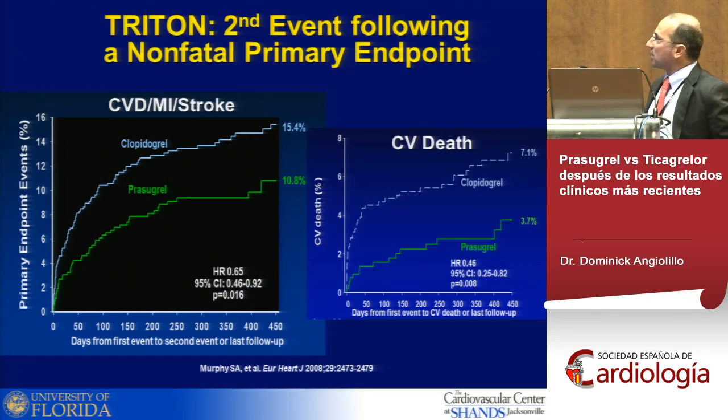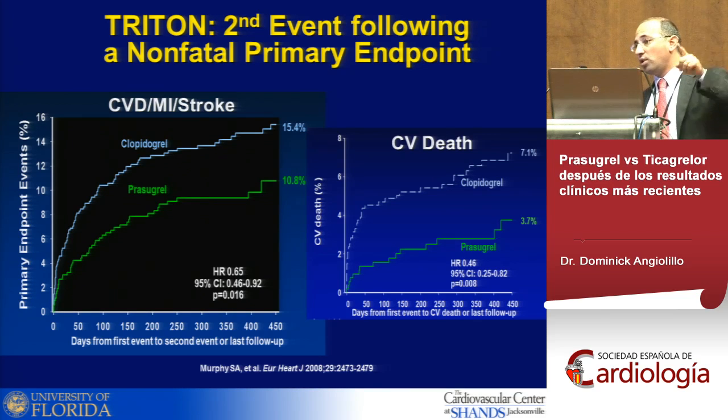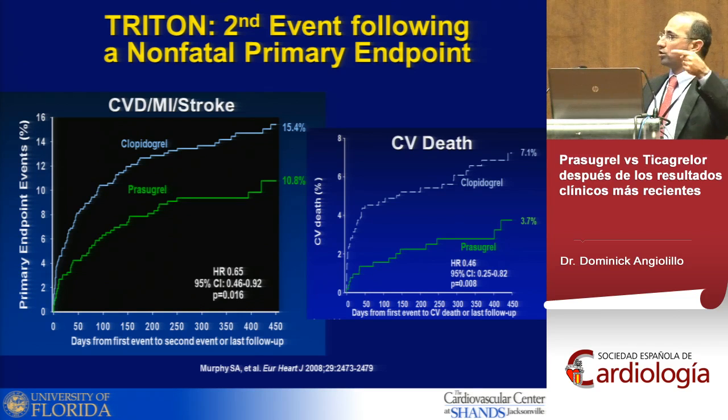This was a post-hoc analysis from the Triton trial, looking at those patients who survived their first event, because obviously if they died, they're dead. They cannot have further events. And what you can see is that there is a further reduction in the outcomes with Prasco, and also a significant reduction in cardiovascular mortality. The take-home message here, and this is getting back to a clinical case that we had discussed last night, is if you do have an event while a patient is on clopidogrel, you need to switch drug. The patient was lucky enough that that event did not lead to mortality. You need to switch drug.